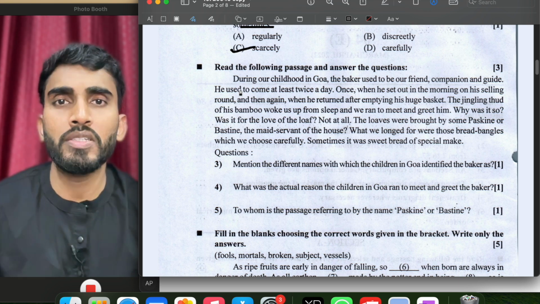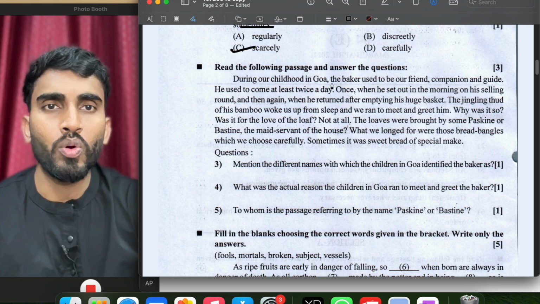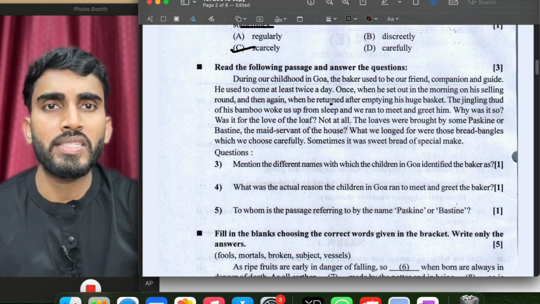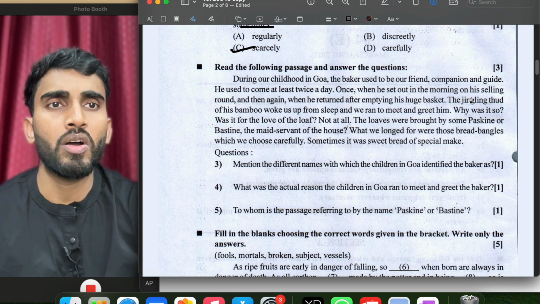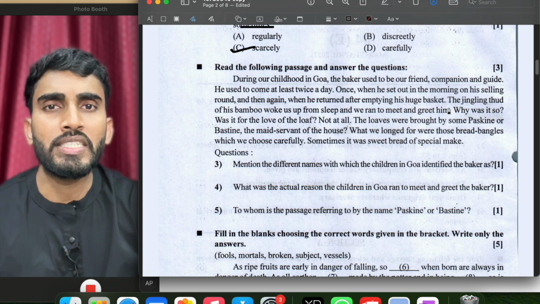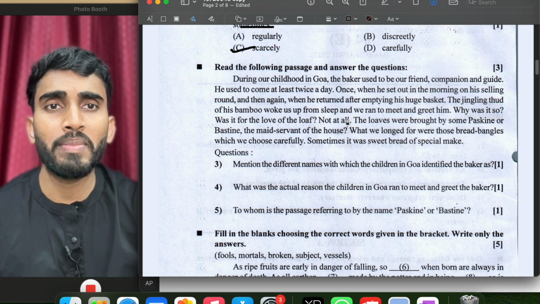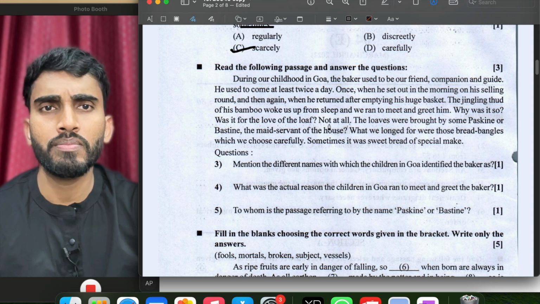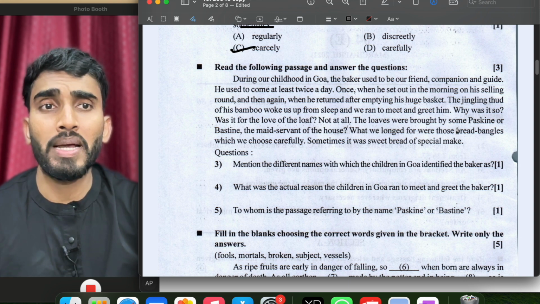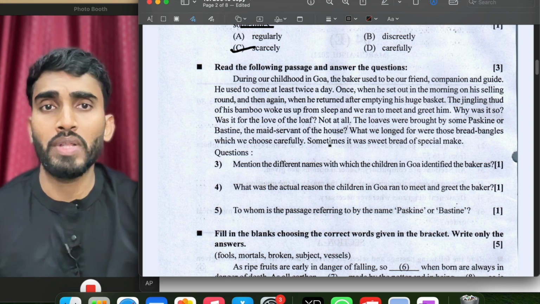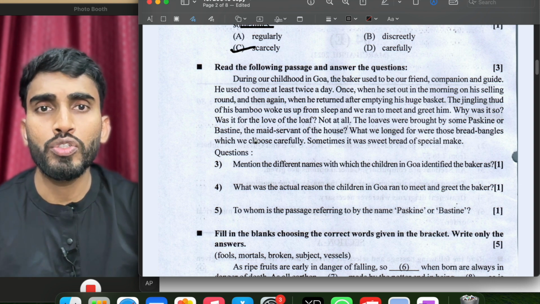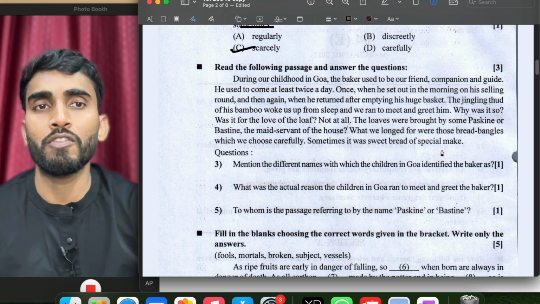First thing is to read the paragraph once. The paragraph says, during our childhood in Goa, the baker used to be our friend, companion, and guide. He used to come at least twice a day. Once when he set out in the morning on his selling round, and then again when he returned after emptying his huge basket. The jingling thud of his bamboo woke us up from sleep, and we ran to meet and greet him. Why was it so? Was it for the love of the loaf? Not at all. The loaves were brought by some Paskin or Bastin, the maidservant of the house. What we longed for were those bread bangles, which we chose carefully. Sometimes it was sweet bread of special make.